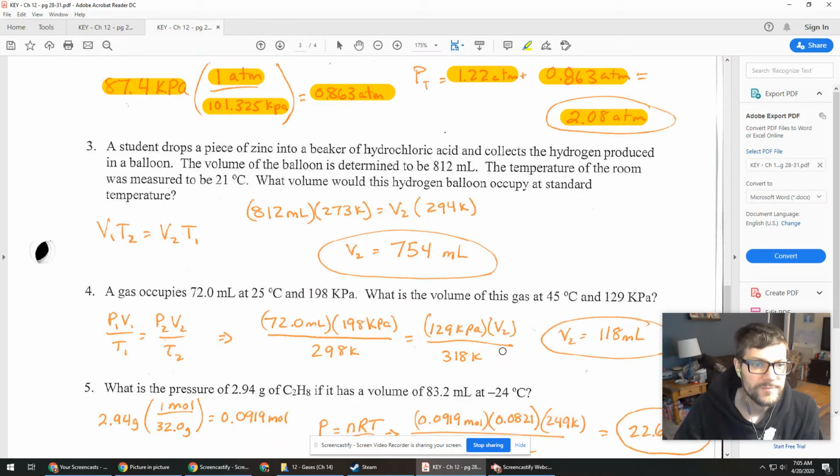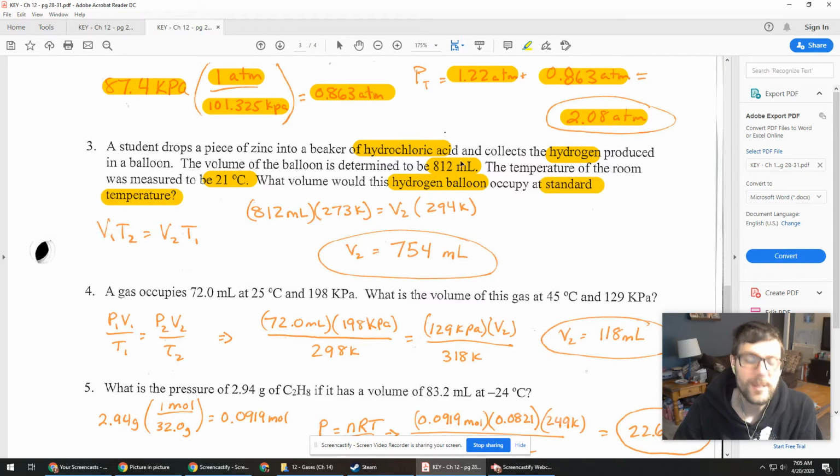Number 3, a student drops zinc into a beaker of hydrochloric acid and collects the hydrogen gas being produced. That's a single displacement reaction. The volume of the balloon is 812 milliliters. The temperature of the room is 21 Celsius. What volume would this balloon occupy at standard temperature?